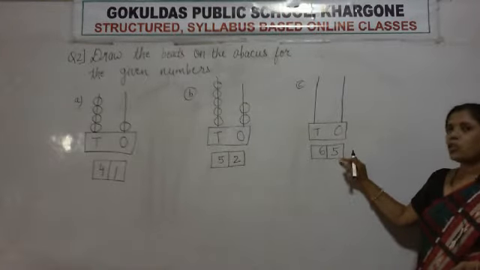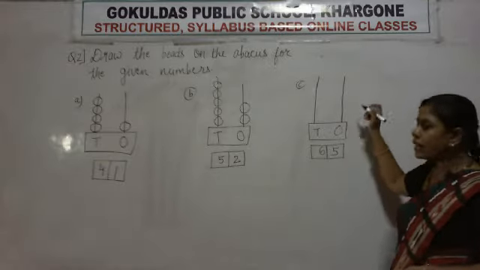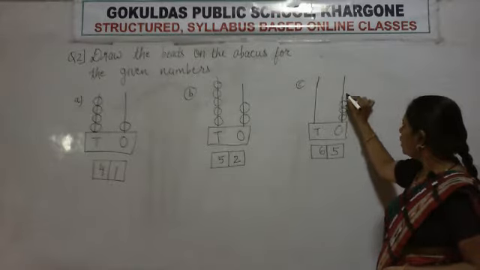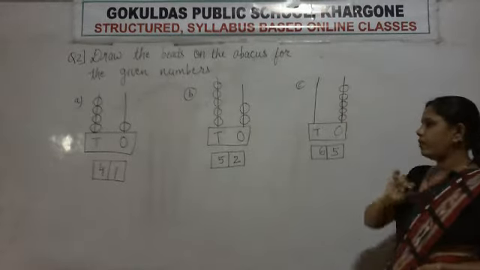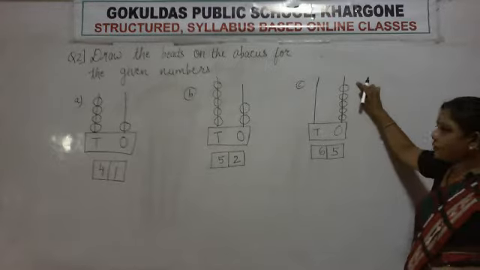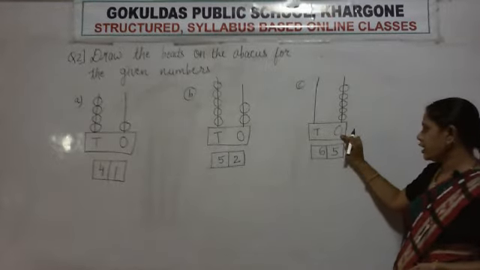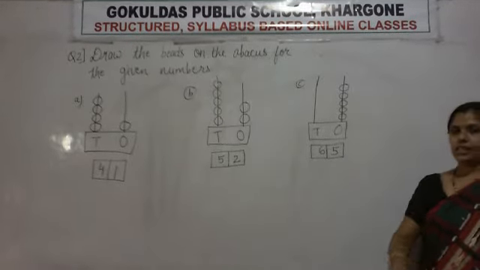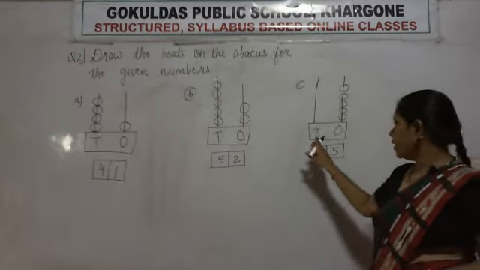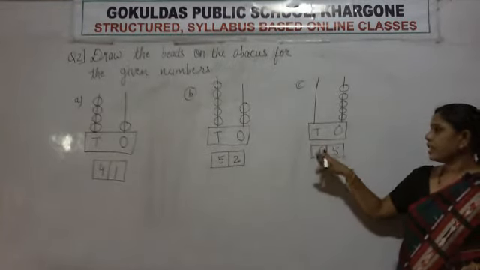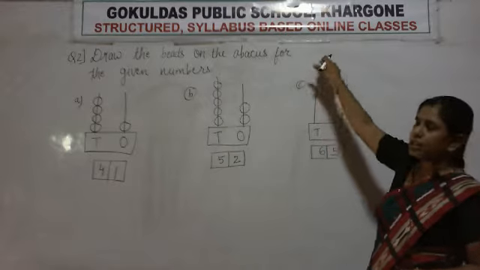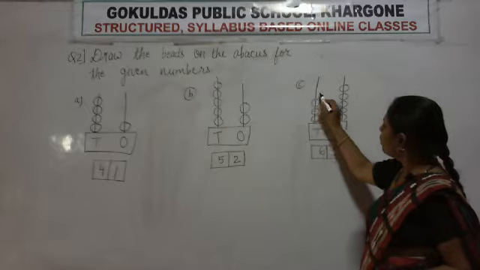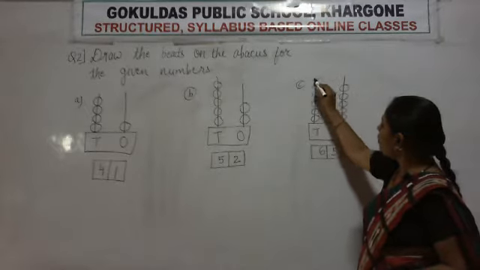That means we have to draw 5 beads on the ones side. So draw your 5 beads. 1, 2, 3, 4, 5. Why have we drawn 5 beads here? Because at one's place the number is 5. Clear? Now see. What is the digit at tens place? 6. So how many beads do we draw here? 6. So count 6 beads and draw 1, 2, 3, 4, 5 and 6.